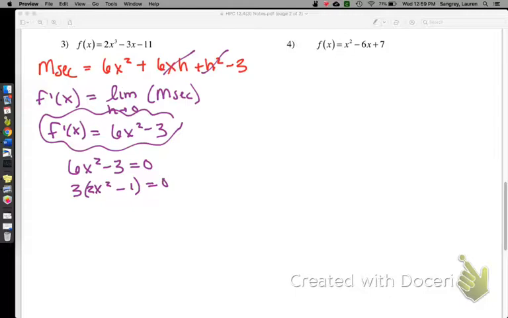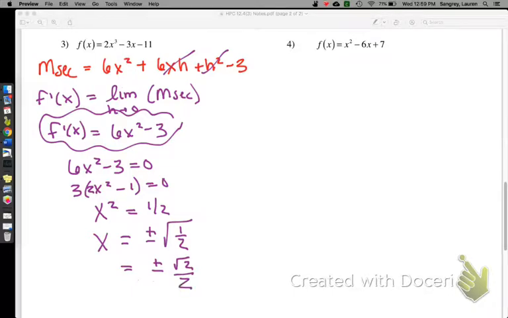I'm going to add 1 to both sides. I'm going to divide by 2. So ultimately, I am going to be left with x squared equals 1/2, which means x is positive or negative square root of 1/2. And if I rationalize, I'm going to get square root of 2 over 2.